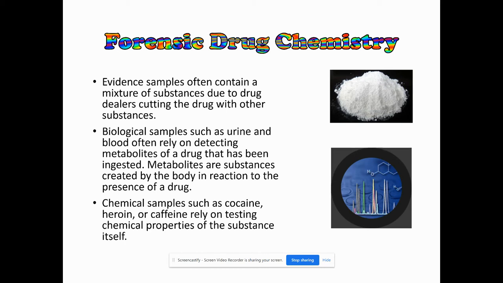Then there's other types of drugs that you don't sample for the metabolite, you sample for the drug itself. So when we're talking about cocaine, heroin, or caffeine, you would test the actual properties of the substance itself in the urine or blood or sweat or whatever else.